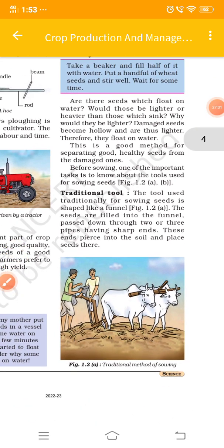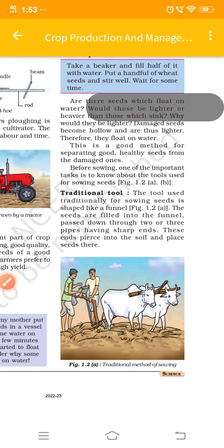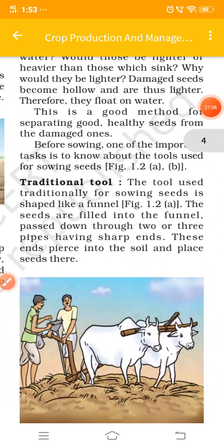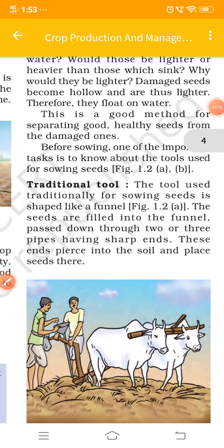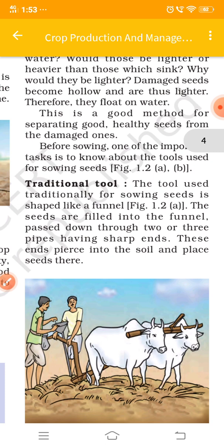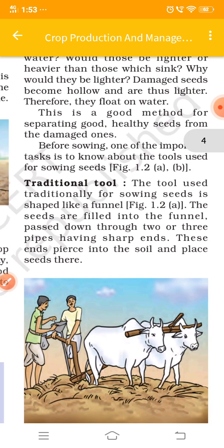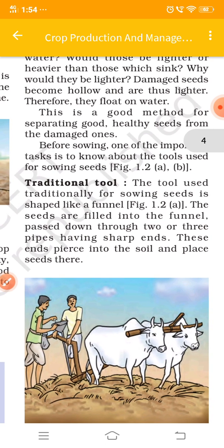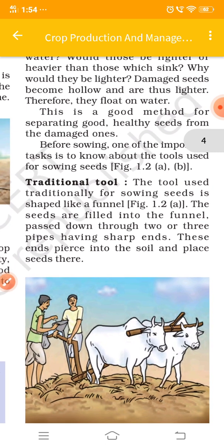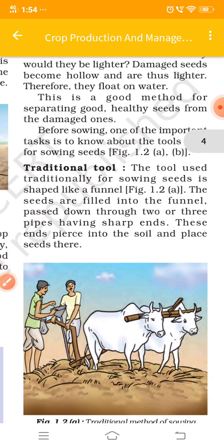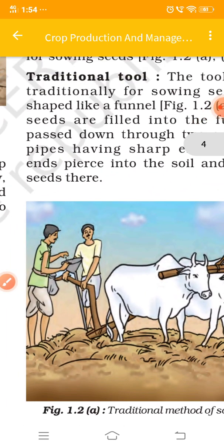Now, traditional tool. The tool used traditionally for sowing seed is shaped like a funnel. The seeds are filled into the funnel and passed down through two or three pipes having sharp ends. These ends pierce into the soil and place seeds there. Now see what they have done. It's a traditional method and I don't have any idea about this. Okay, this is about sowing of seeds.